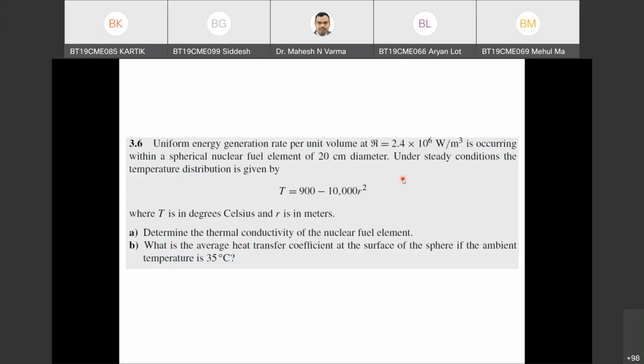Think over it and let me know. Roll number 69, Mehul. Okay, think over this and let me know how to get the thermal conductivity.